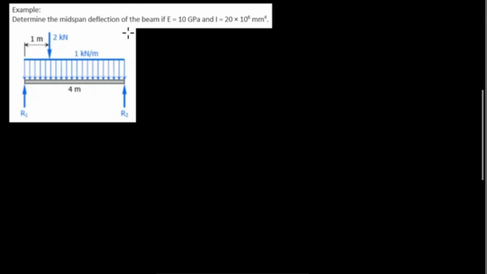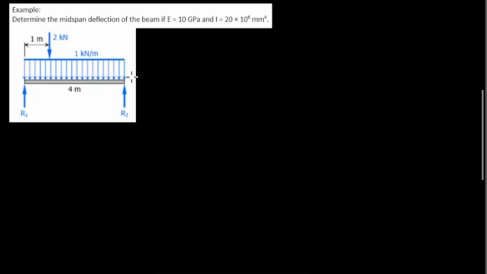Example: determine the midspan deflection of the beam if E is equal to 10 gigapascal and I is equal to 20 times 10 to the power 6 millimeter to the fourth. We have a simply supported beam with reaction 1 and reaction 2, and a uniform load of 1 kilonewton per meter from point 1 to point 2 with a distance of 4 meters, and a concentrated load of 2 kilonewton at a distance of 1 meter from point 1. By using the method of superposition, we can determine the midspan deflection.